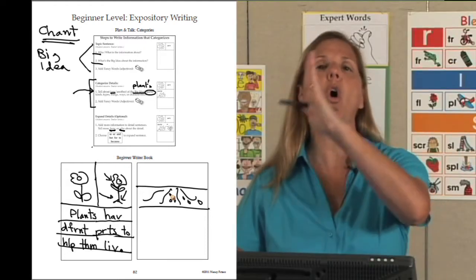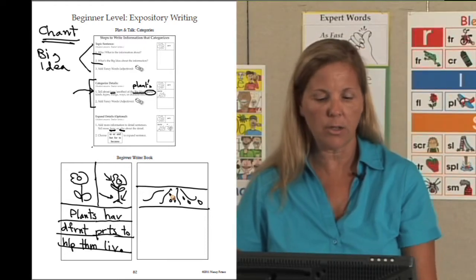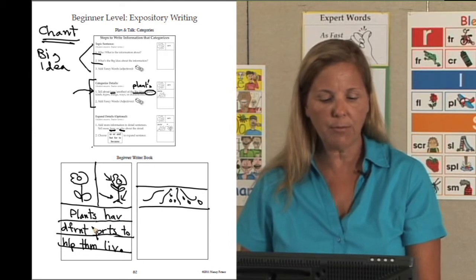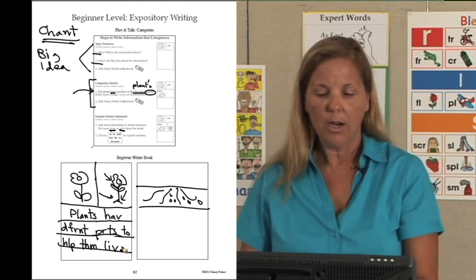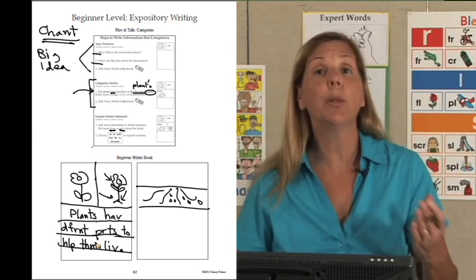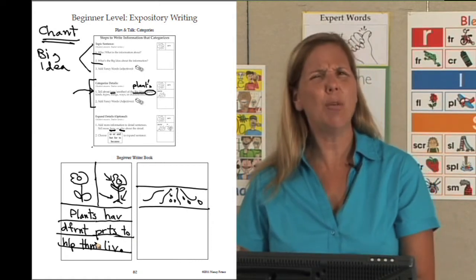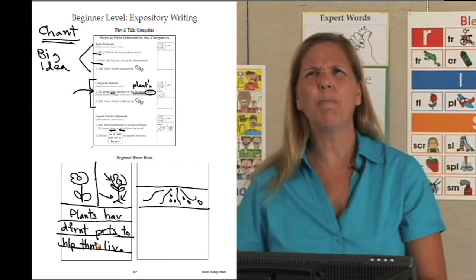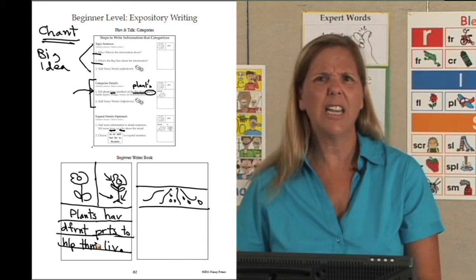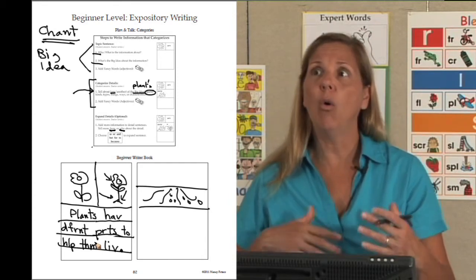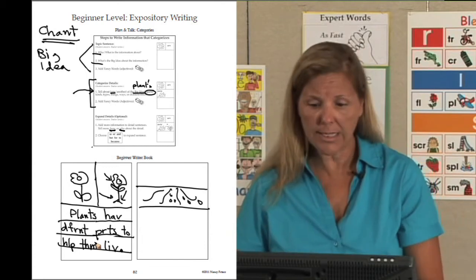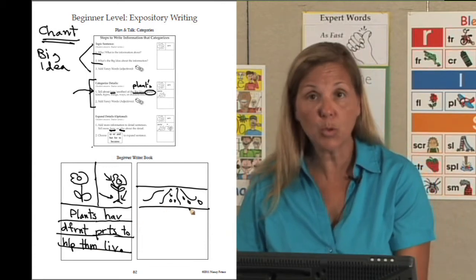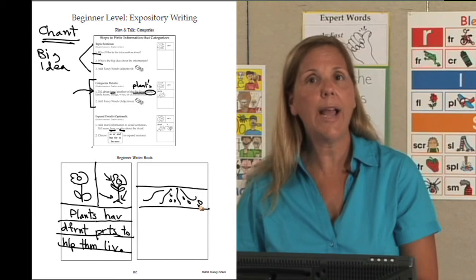Always go back and reread. So you go to the first page. Plants have different parts to help them live. All right, what is this about? The plant's roots. So let's go back and say that again. The plant's roots, well, we don't have to say that. Its roots. Oh, or it has roots. Let's say that again. It has roots. Okay, why does it have roots?